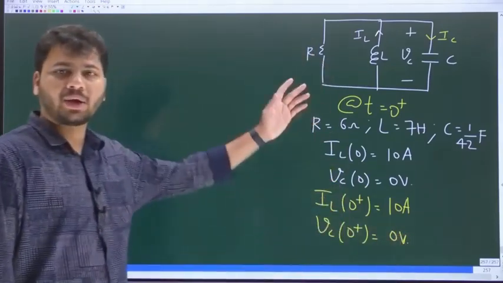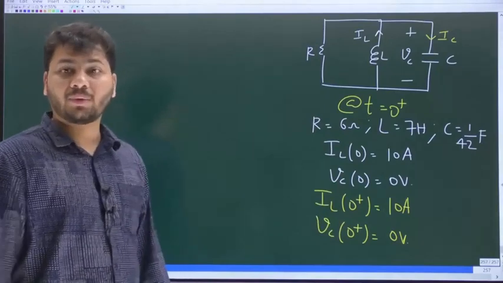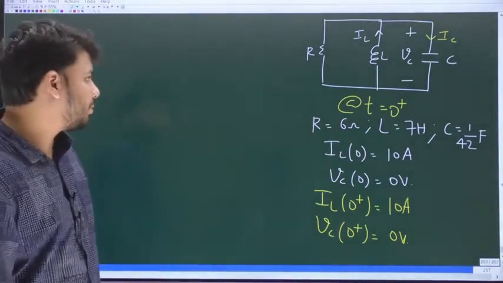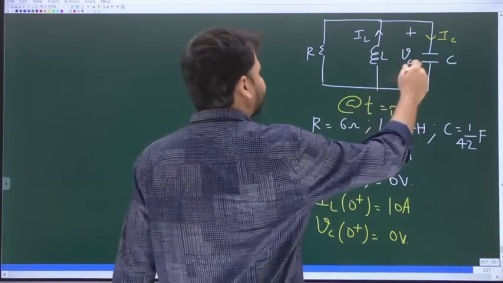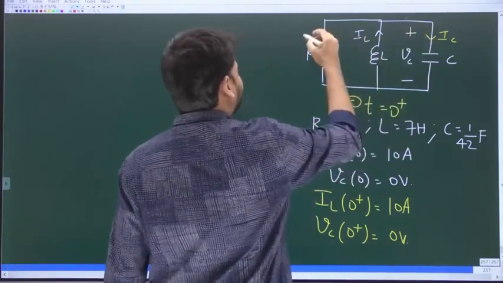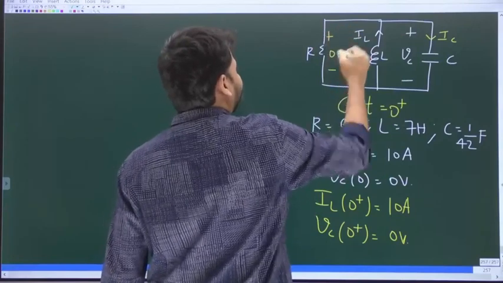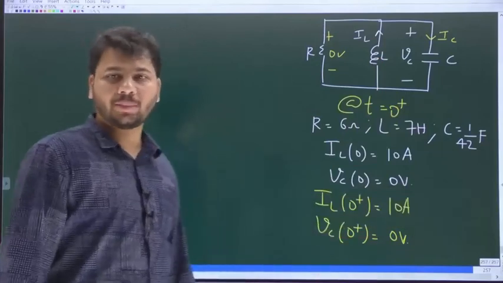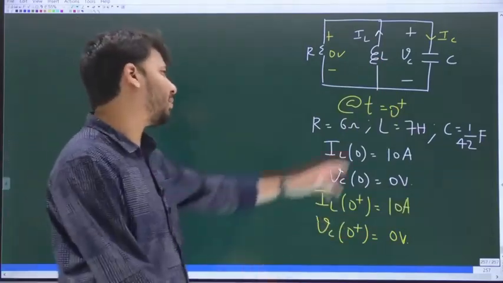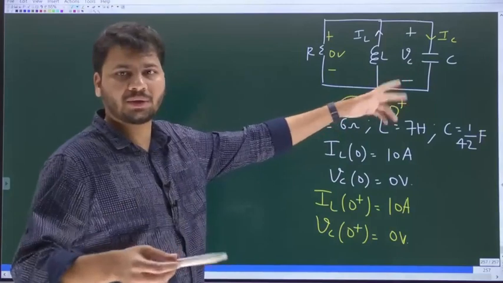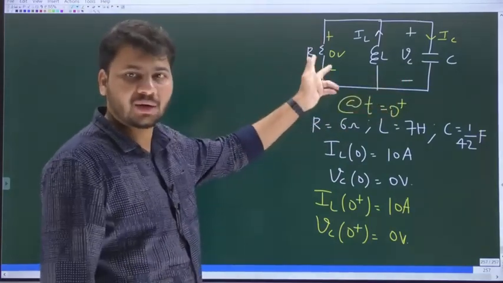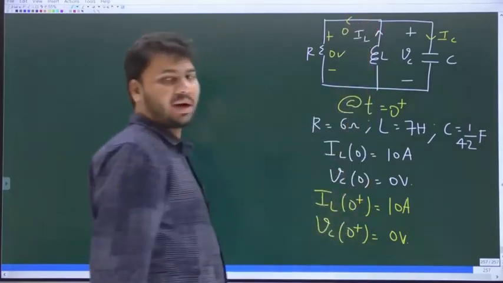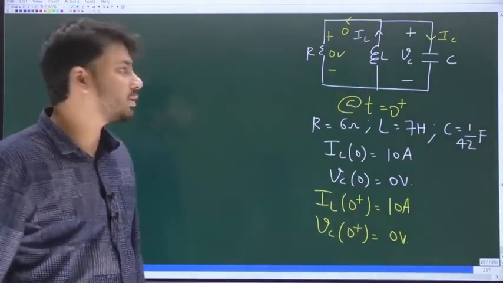So right now we are looking at the circuit at t equal to 0 plus. Because the voltage across the cap is 0, what is the drop across the resistor? It is also 0, because R, L and C are in parallel, so they always have the same voltage drop. If the drop across R is 0, the current flowing through the resistor is also 0.